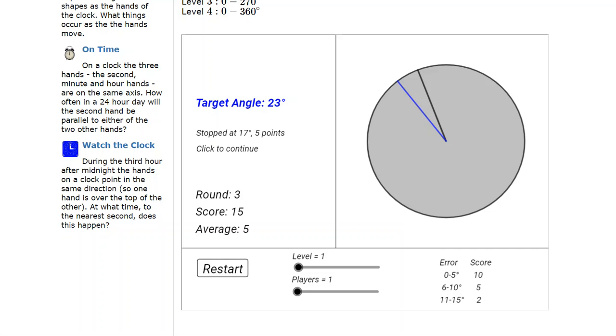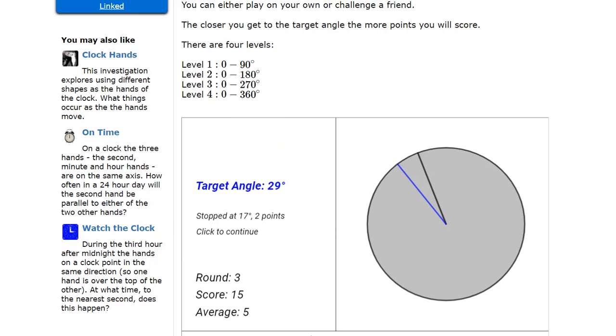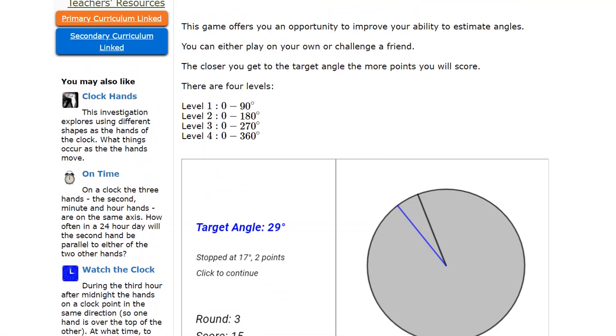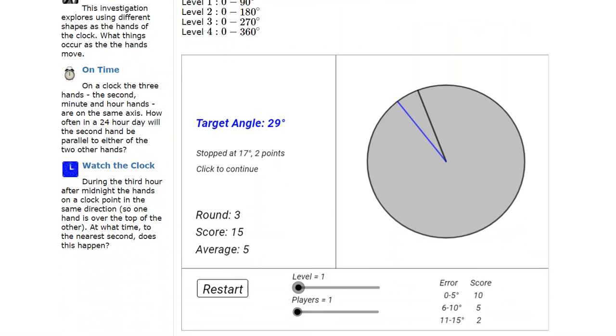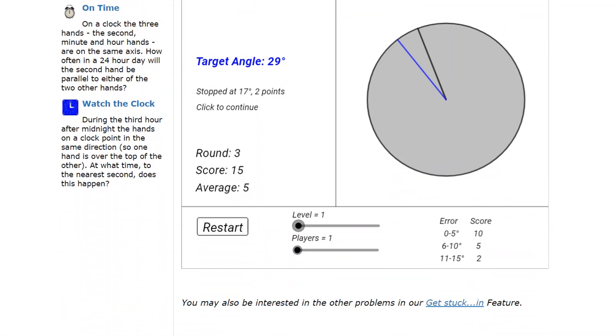We'll talk about the different levels now. We started on level 1, but there are 4 levels you can access using this slider. What makes the levels more challenging is shown just above the game here. Level 1 only includes acute angles up to 90 degrees. Level 2 goes up to obtuse angles, 180 degrees. And levels 3 and 4 include reflex angles, angles between 180 and 360 degrees. If you're playing 10 rounds, the highest score is 100. So let's see who can get the highest score.